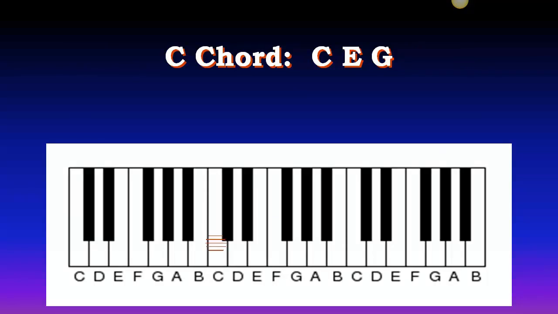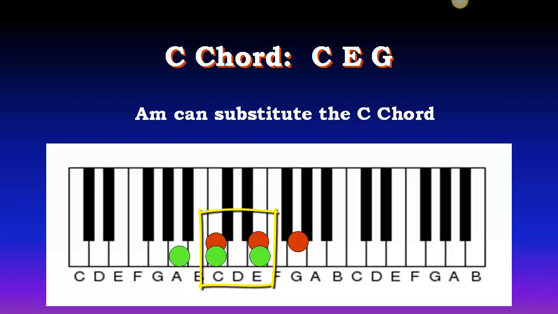For example, the C chord has C tone, E tone, and G tone. It has these three tones. Let's choose A minor. What are the tones of A minor? Here is A minor, A, C, E. Right away, we see that there are two overlaps in the C tone and the E tone between the C chord and the A minor chord. The C chord and the A minor chord have two tones in common. And in music theory, we say that A minor can substitute for the C chord because they have two tones in common. This is how you decide which minor chord can substitute which basic chord.